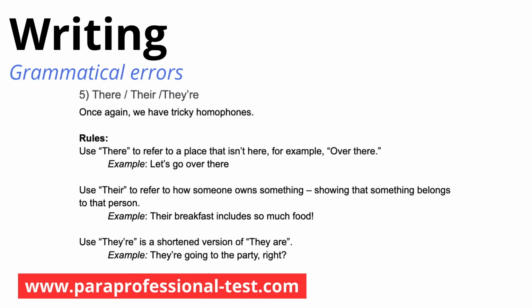Then use their, T-H-E-I-R, to refer to how someone owns something, showing that something belongs to that person. For example, their breakfast includes so much food. The contraction they're should be used for they are. For example, they're going to the party, right?